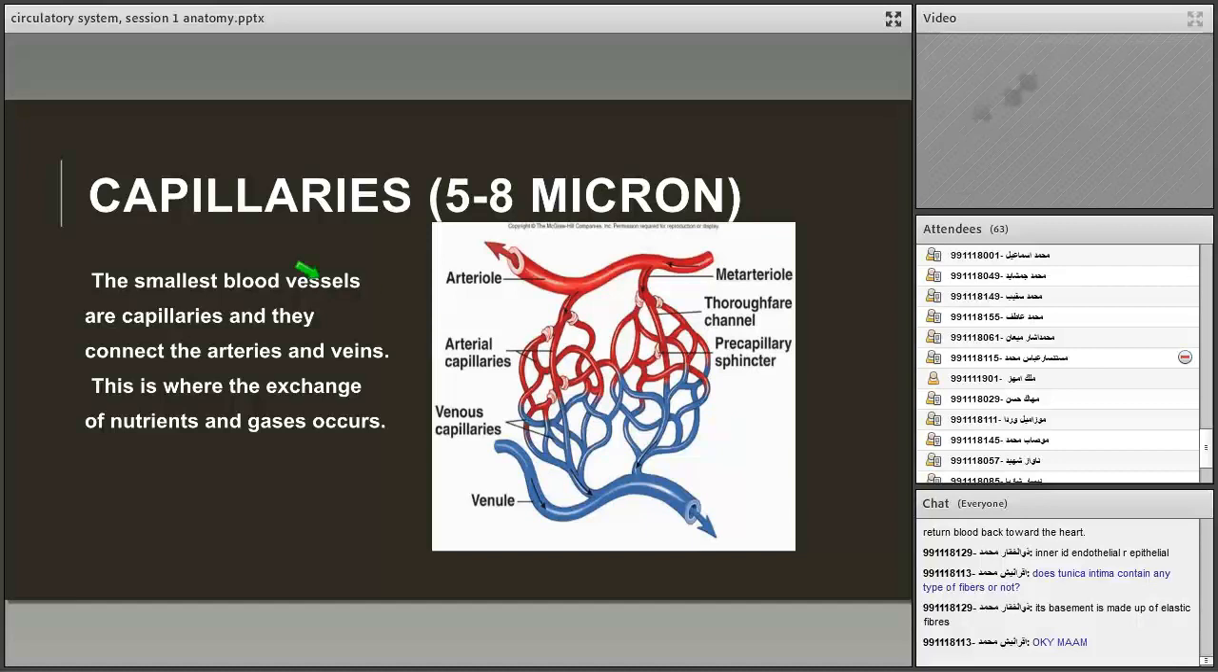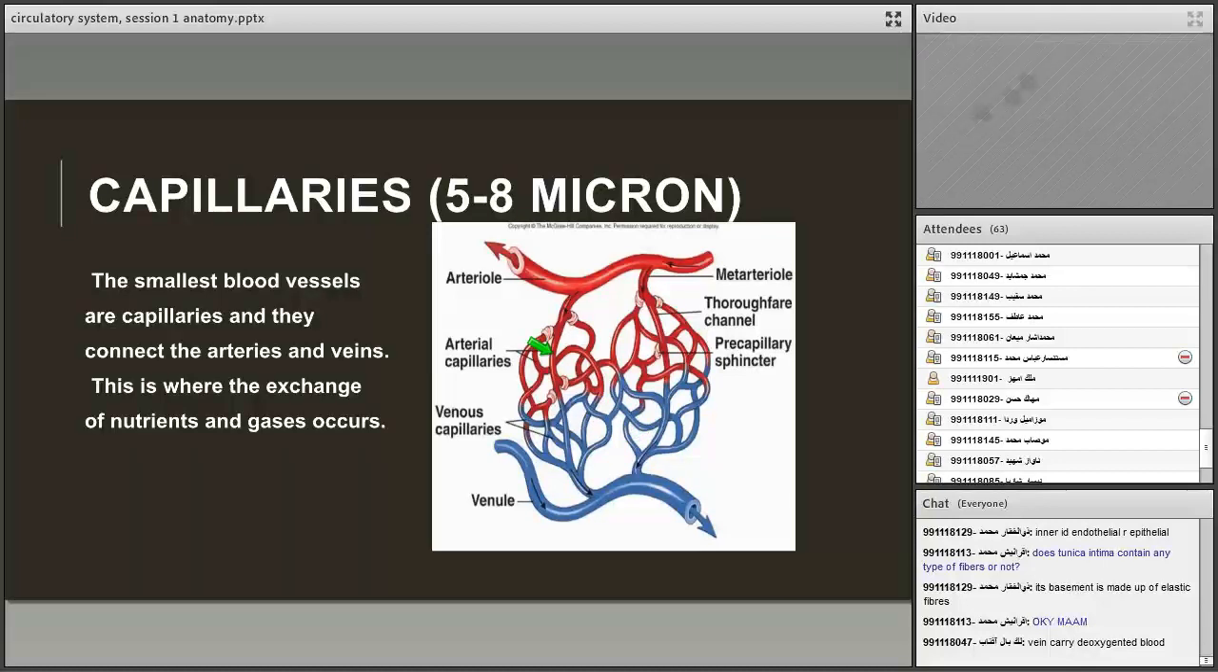These are the smallest blood vessels. They connect the arteries and the veins. This is where the exchange of nutrients and gases occurs. So, we can say that oxygenated venous blood is found just in, for example, the pulmonary veins, okay? All of the venous capillaries in each part of the body have deoxygenated blood. When the blood is full of oxygen, it is flowing in the arterial capillaries.